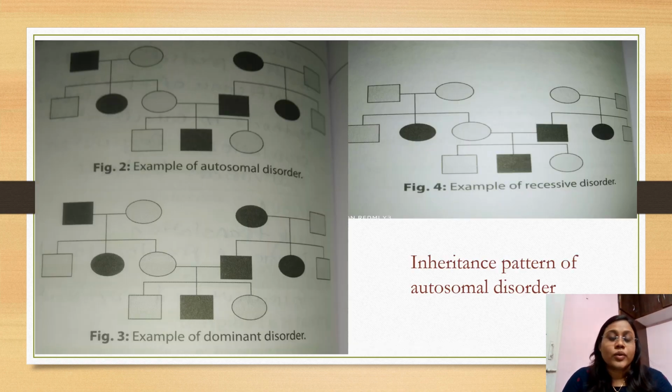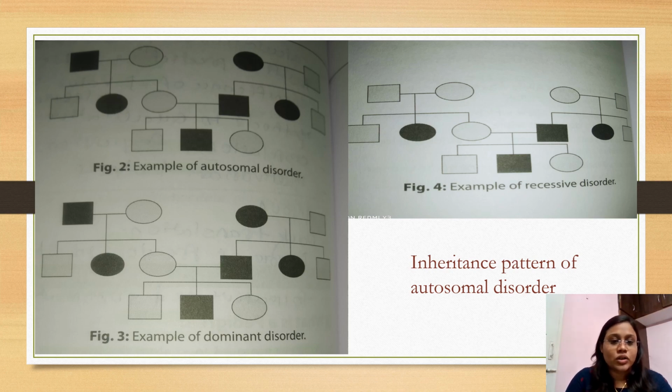Now, in order to understand, we'll see this pedigree chart. In this, we can see that an affected male is transmitting the disease to his daughter, but not his son. Then we'll see in the pedigree chart that the 50 to 50% is there: 50% male and 50% female are affected by the disease.